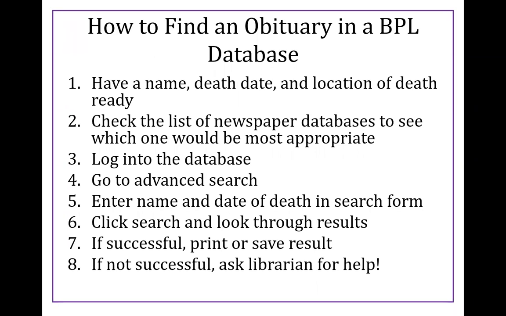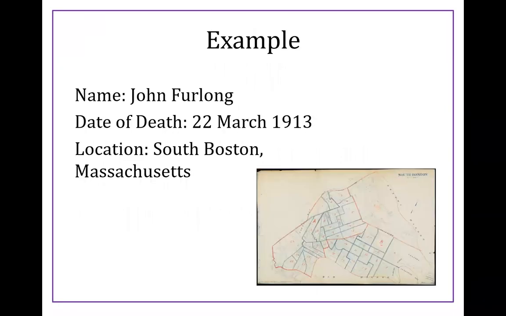Then you would want to go into advanced search, put in the person's name, and put in the date of death. You don't need to put the exact date of death in. We usually recommend putting in the month and the year because, as I said, my grandmother is an odd exception. Generally, the obituary won't be published on the date the person died. Once you have all that information in, you're going to click search and look through the results. If you find it, then you can print or save it. And again, if you're having trouble, ask us for help. That is what we're here for.